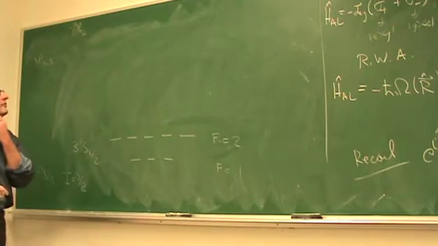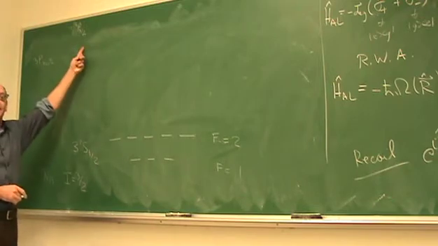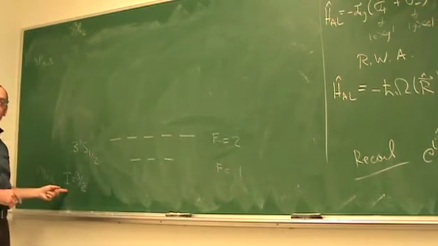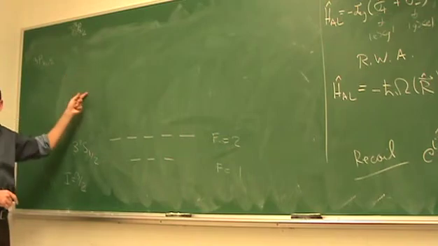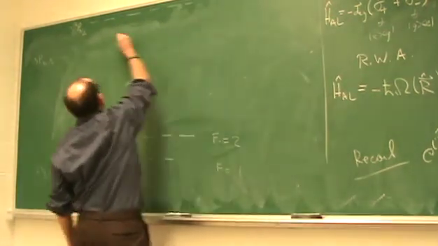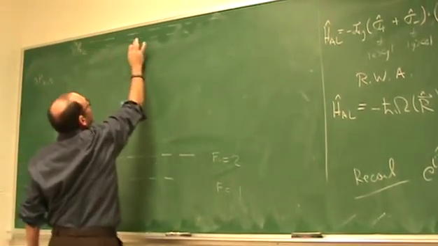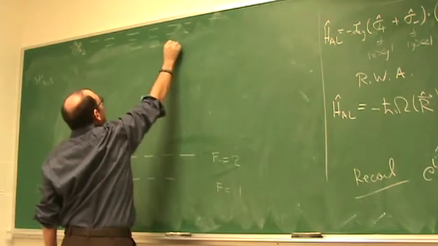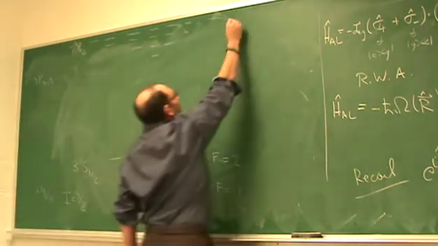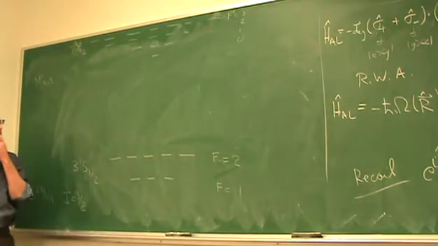So now what are the possible values of F here? What is J? J is 3/2. I is 3/2. So F can be 3, 2, 1, or 0. So this is my excited F prime equals 3, 2, 1, or 0, and what I've drawn are the magnetic sublevels, the m_F levels.